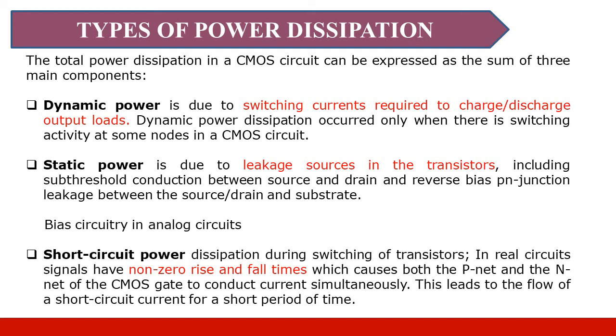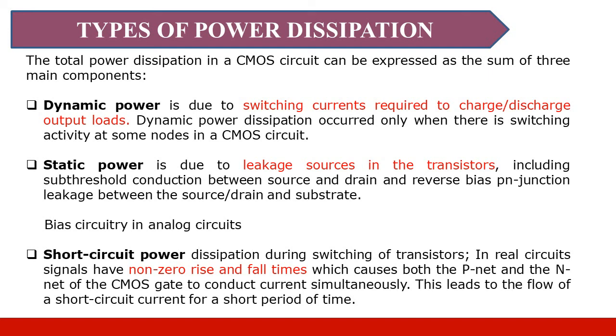Third comes the short circuit power dissipation. This is a power dissipation present in the CMOS circuit at the time of switching, meaning when the input signal is switching from high to low level or low to high level, and in between there comes an instant of time where the pull up and pull down networks, meaning the P network and the N network, are both on simultaneously, and a direct path from VDD to ground is established. Due to that, this short circuit power dissipation comes into the picture.